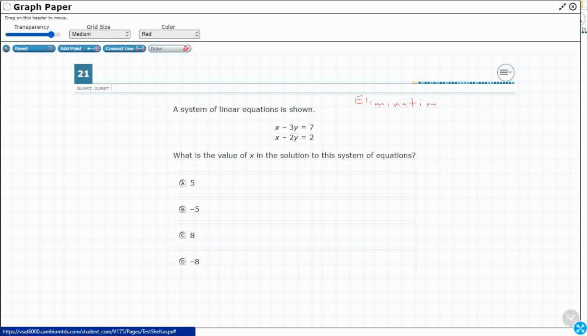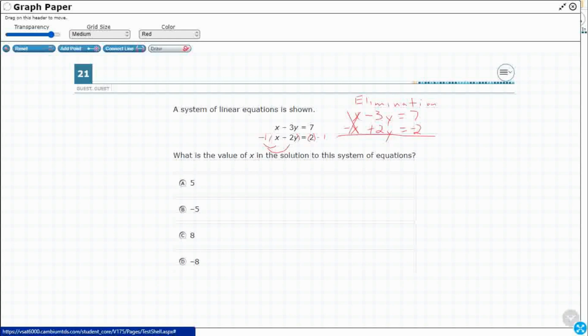So watch what happens if I do this. I'm going to just write this first one. Now, I want to multiply this bottom one by -1. Okay? So I'm just going to distribute this out. Really, I'm just changing the sign. So that's going to be -x plus 2y equals -2. Now I'm going to add these two, and I'm going to get x minus x. That's getting rid of my x.